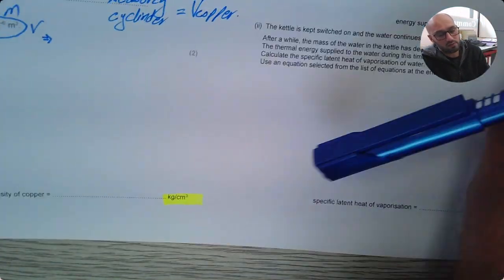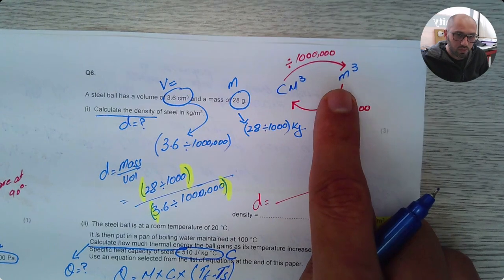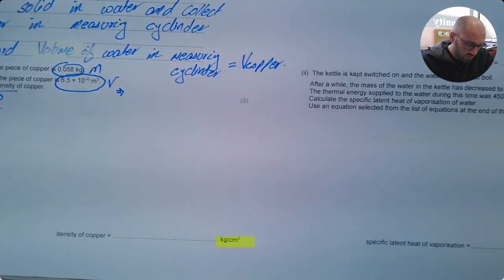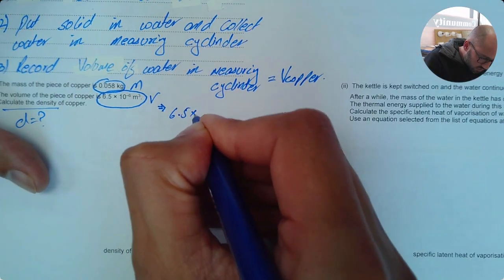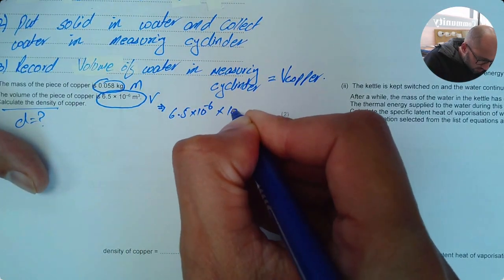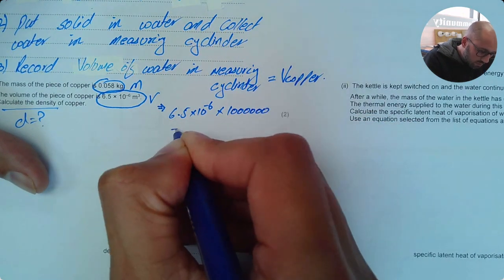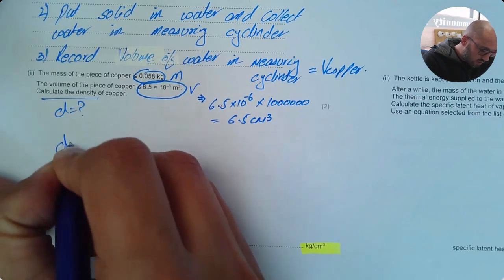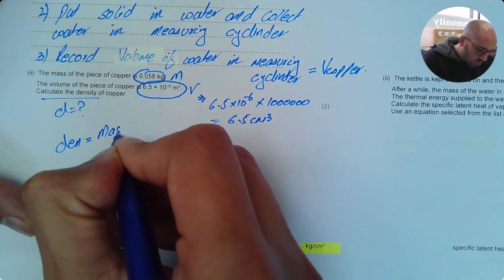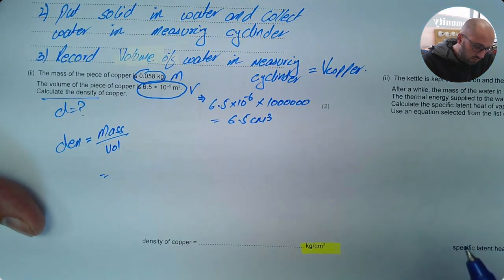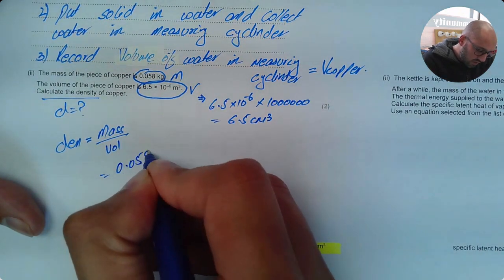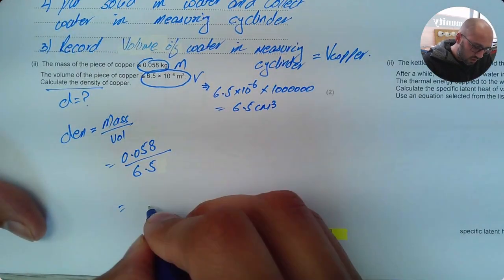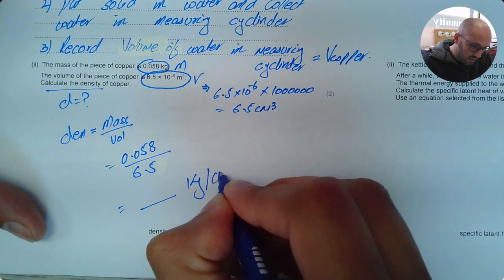If you go back, I gave you this flow diagram. To convert meter cube into centimeter cube, you'll have to multiply it by a million. So it will be 6.5 times 10 to the power of minus 6 times by million. And if you multiply it by million, it will become 6.5 centimeter cube. Now I can write down the equation for density. Density equals mass over volume. The value of mass is 0.058 and the value of volume will be 6.5. If you divide these two values on your calculator, it will give you the answer in kg per centimeter cube.